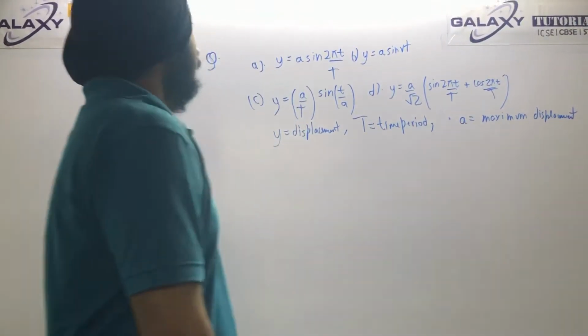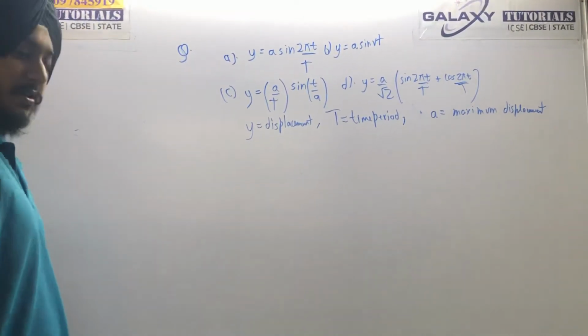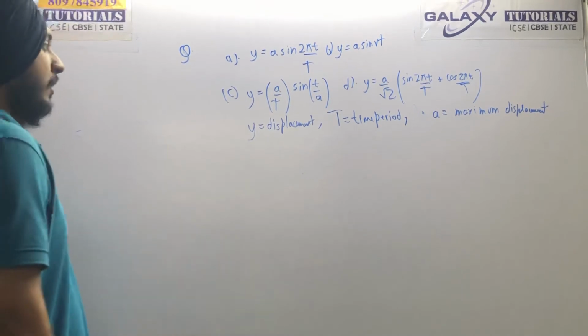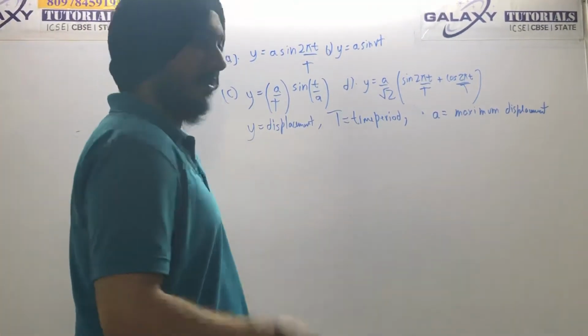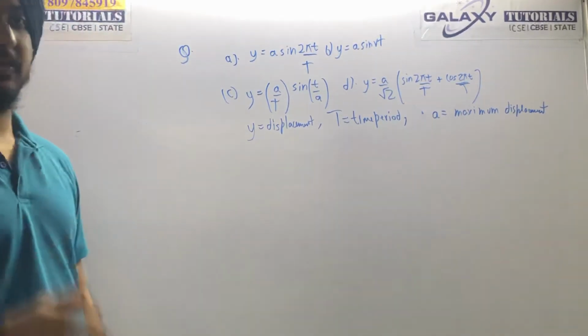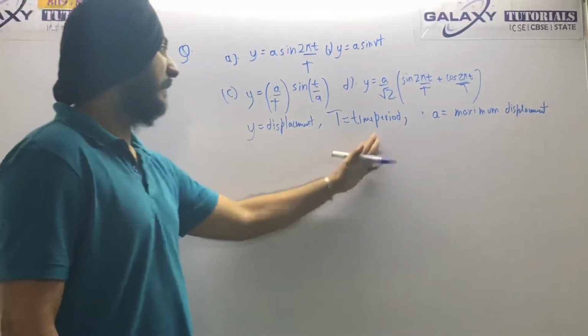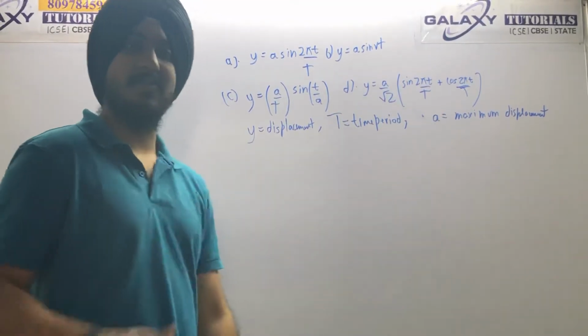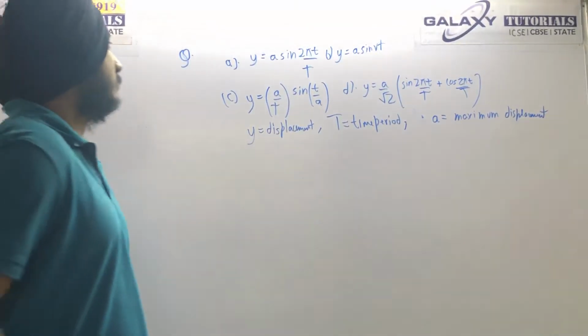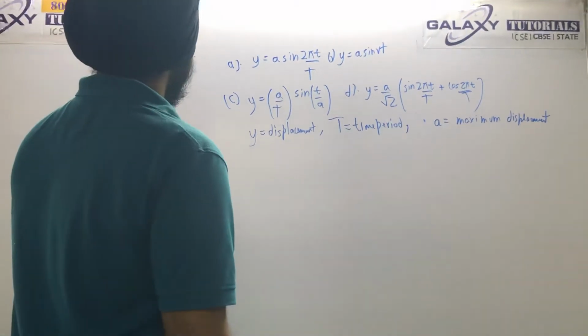Okay, these are the given values to us. Now we have to find the errors. Displacement has the same unit as distance. The time period has the same unit as time, and A is also the maximum displacement, so it has the unit of distance as well. So we will start with the A part.